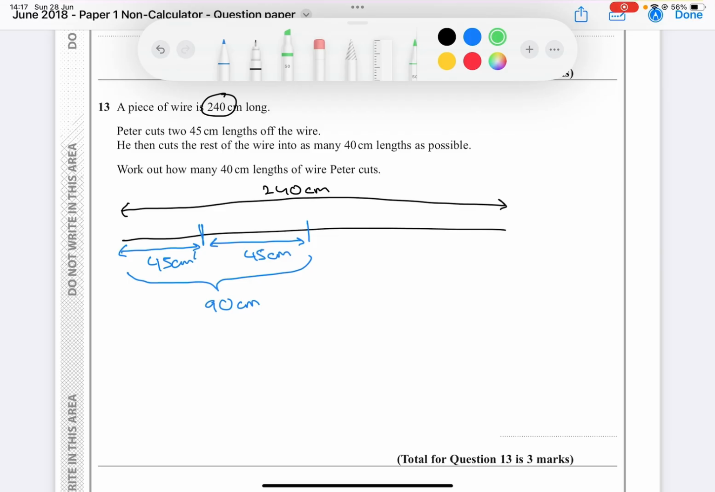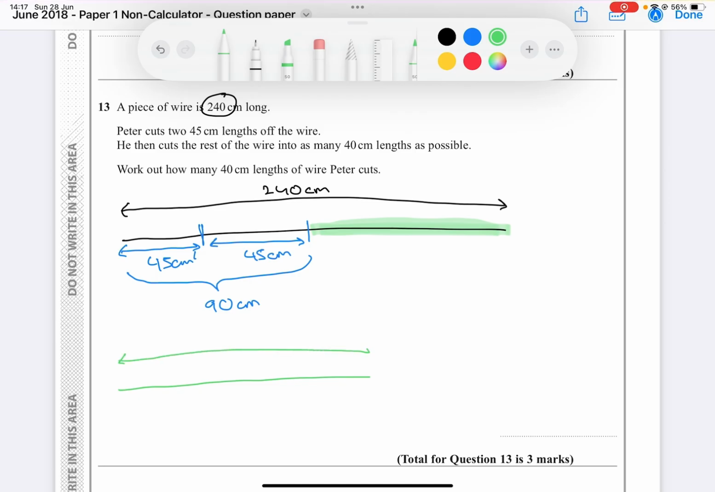Now we want to focus on the remaining part, okay? So the remainder is just this bit over here, okay? So what I'm going to do is I'm going to redraw that line over here. I'll do it in green. So this is our new line over here, okay? We want to figure out how much is that length, okay?